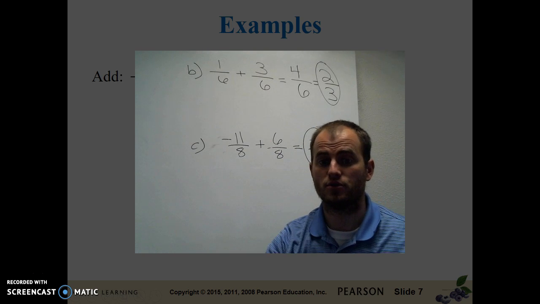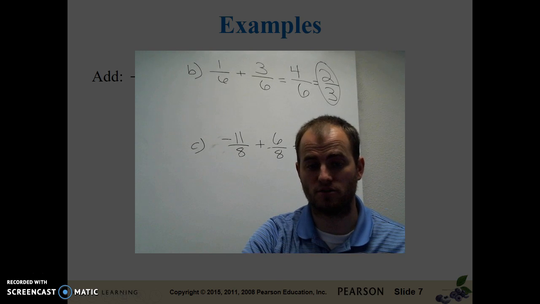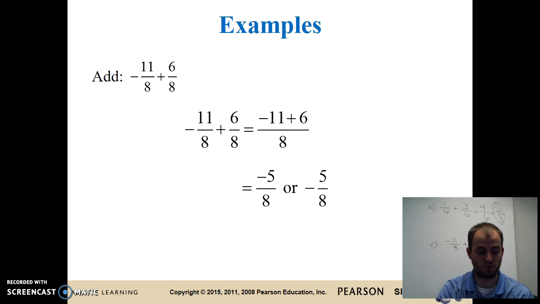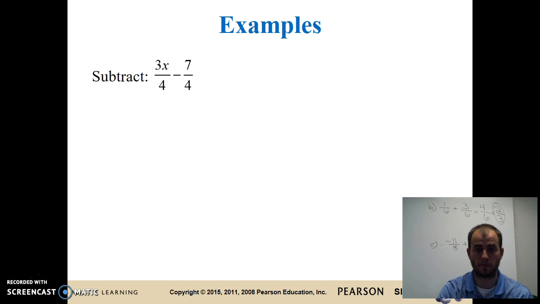So if there's a negative in the problem, on the fraction, move it to the numerator and add them together or subtract them and keep your common denominator. So why don't you try to do letter D on your handout? Negative 5/8 minus 1/8. And we'll go over that in class. Make sure you bring it to class with you.